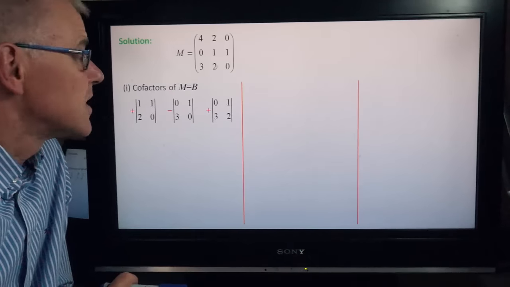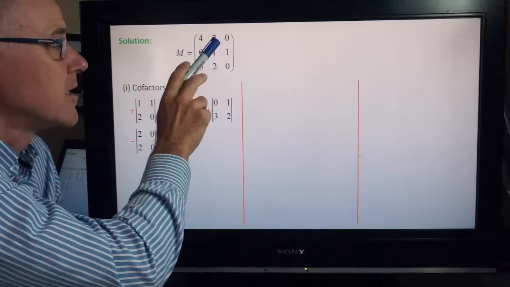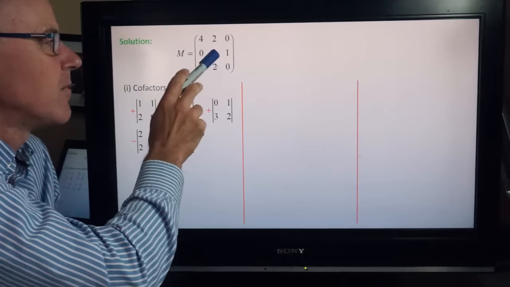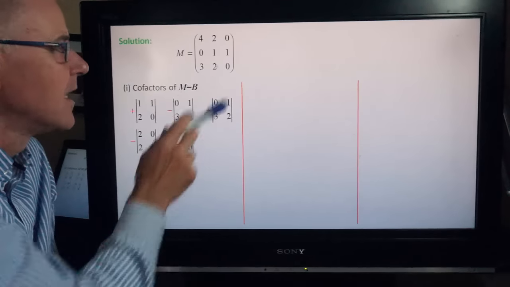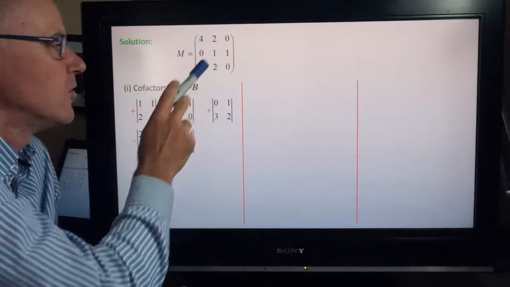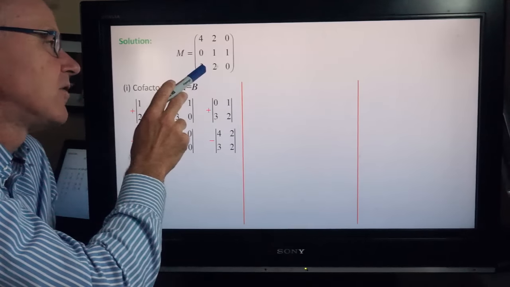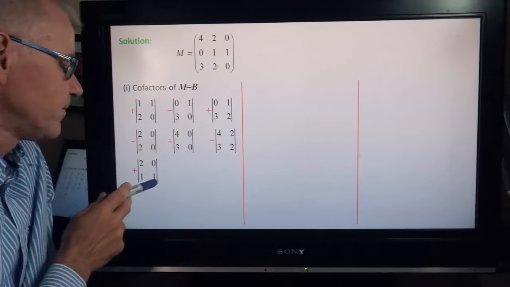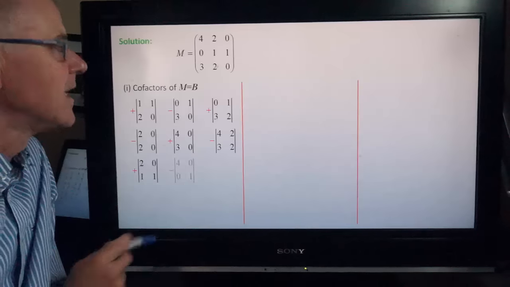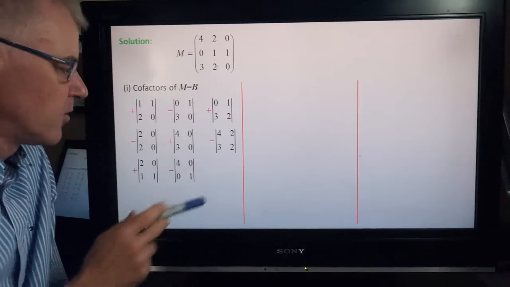So we repeat this procedure for the second row. For the first element of the second row, the minor is the determinant of 2, 0, 2, 0. For the second element of the second row, the minor will be the determinant of 4, 0, 3, 0. For the third element, the minor will be the determinant of 4, 2, 3, 2. And finally, for the last row, the minor of the element 3 will be the determinant of 2, 0, 1, 1. The minor of the element 2 will be the determinant of 4, 0, 0, 1. And for the last element, the minor will be the determinant of 4, 2, 0, 1.